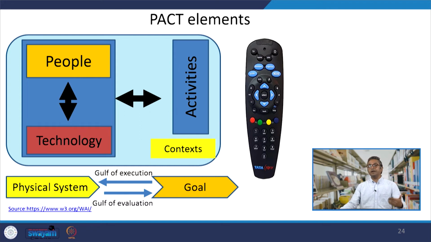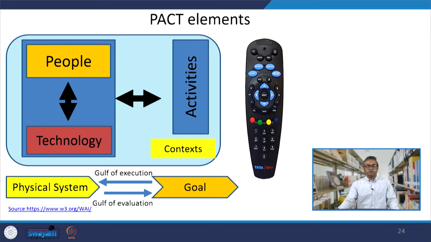Now, a person can be an elderly person, young adult, woman, man, or child, and the technology is a remote control. All of them will be interacting differently. The activity is to change the TV channel; the activity could be to put on a movie, the news, or a sports channel. So, the context can also vary from place to place.